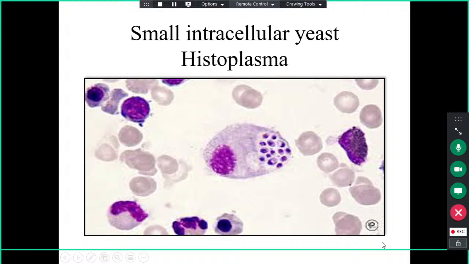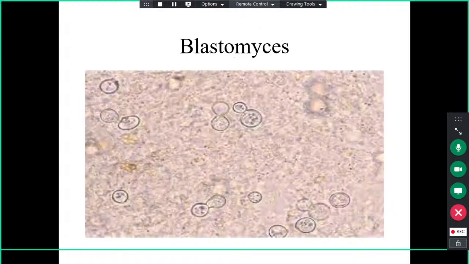And in case of meningitis, usually we do serology, antigen detection. And Blastomyces, you may see broad base budding cells in CSF sample. Blastomyces is reported in India also, it's there.